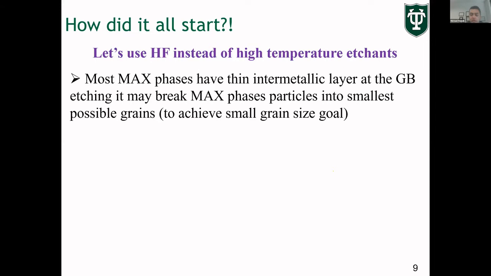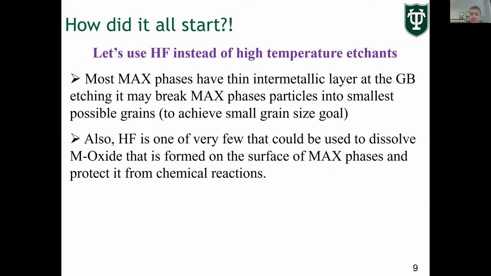Also, HF is one of very few acids that can dissolve metal oxide. Titanium oxide is very hard to break through because it's very corrosion resistant, very chemically inert. So HF is one of very few that can penetrate and dissolve these oxides. MAX phases are known to be good oxidation resistant materials because they form a protective layer of titanium oxide, for example, or transition metal oxide or aluminum oxide on the surface that protects it from further oxidation. So if we can penetrate through this oxide, we then can get to the A layer and remove it very easily at lower temperature without destroying the structure.